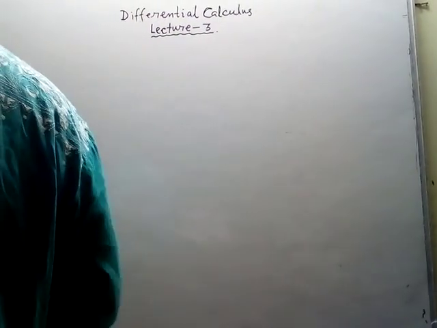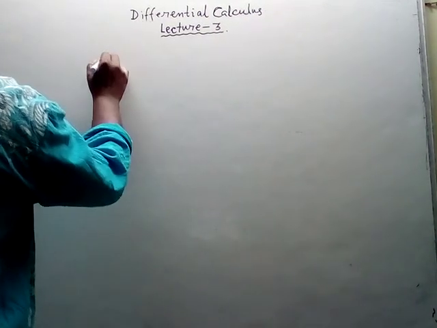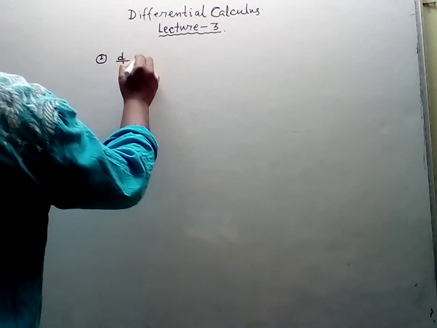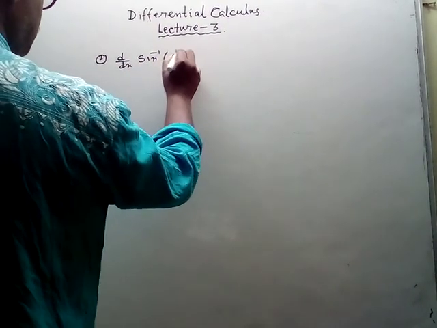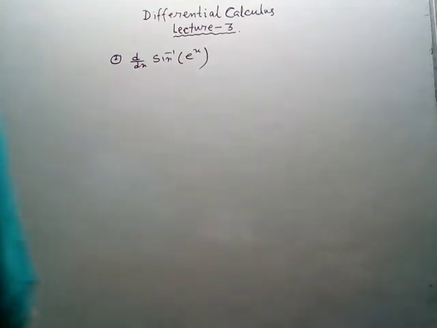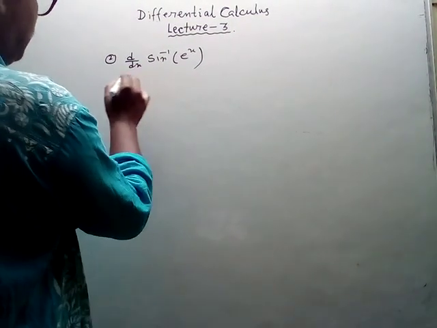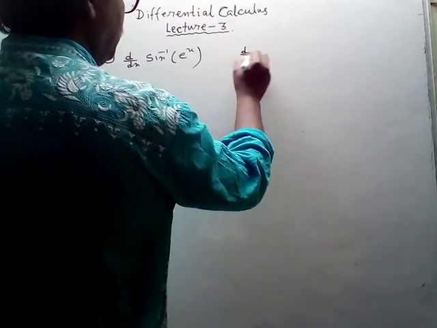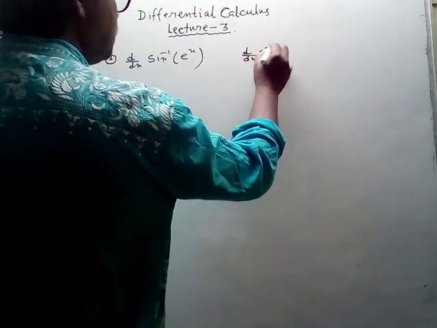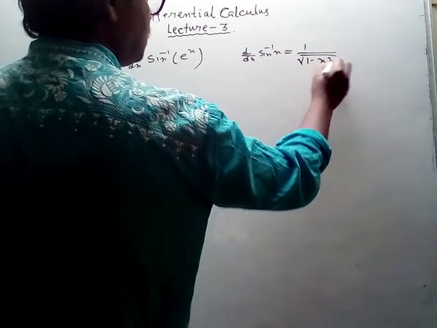Now example number 2: d/dx of sine inverse of e power x. This is a very easy example. We know d/dx of sine inverse x equals 1 by root over 1 minus x square. This is the formula.